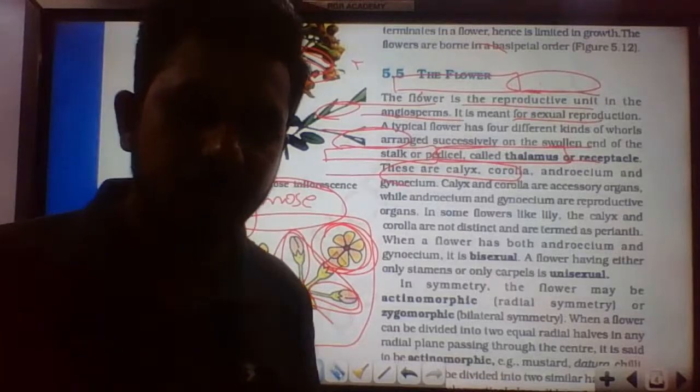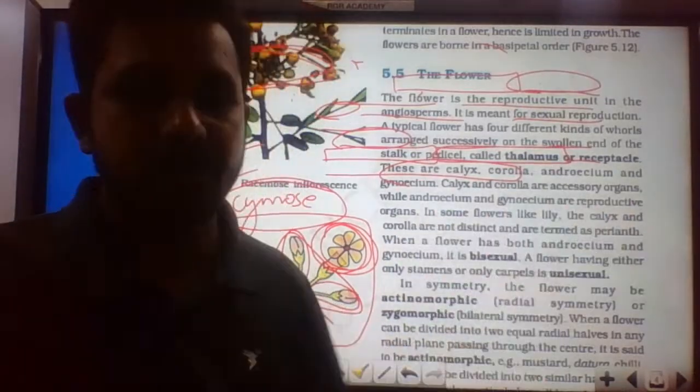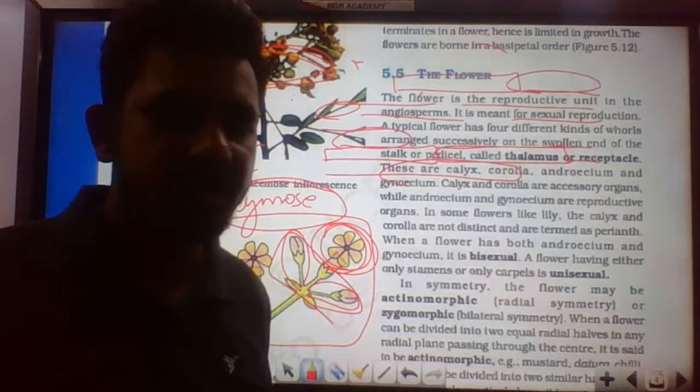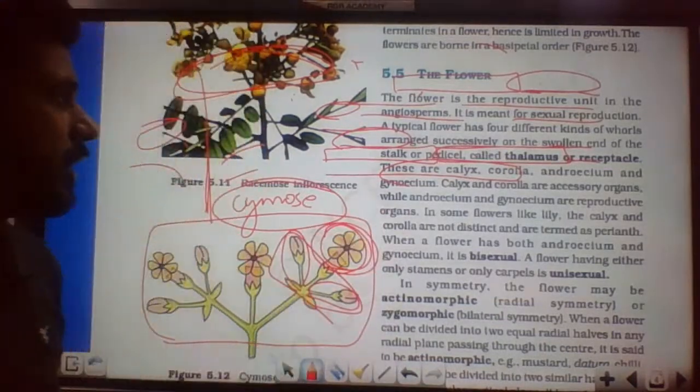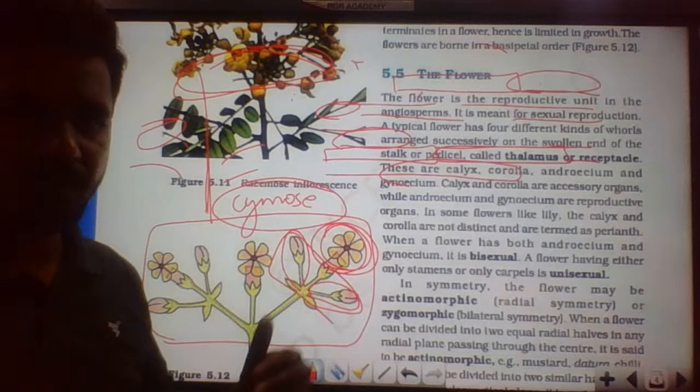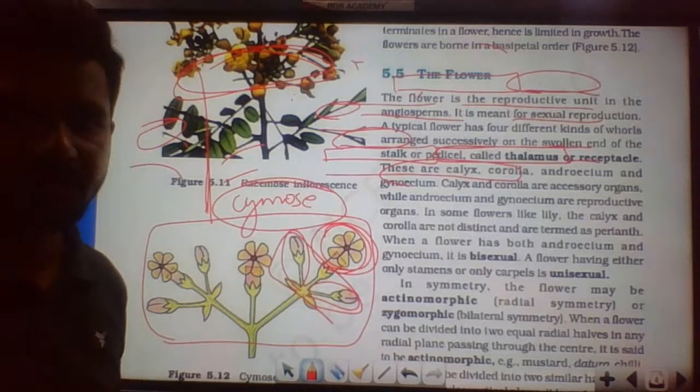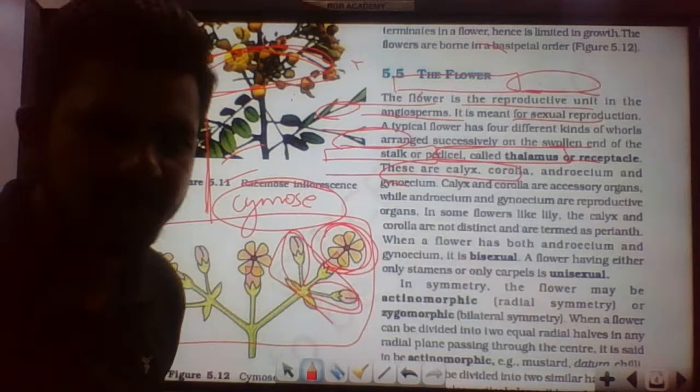So you should always think about how the content becomes a question. We stand at that point of view, and then we can expect those questions. Right. So here we conclude inflorescence. Now we are moving into the next topic, that is flower.